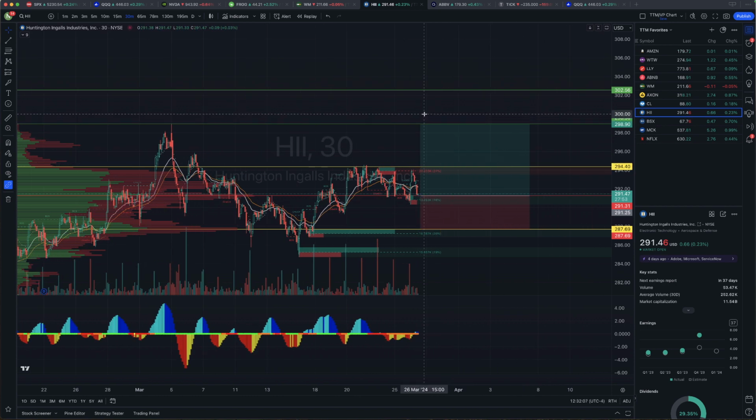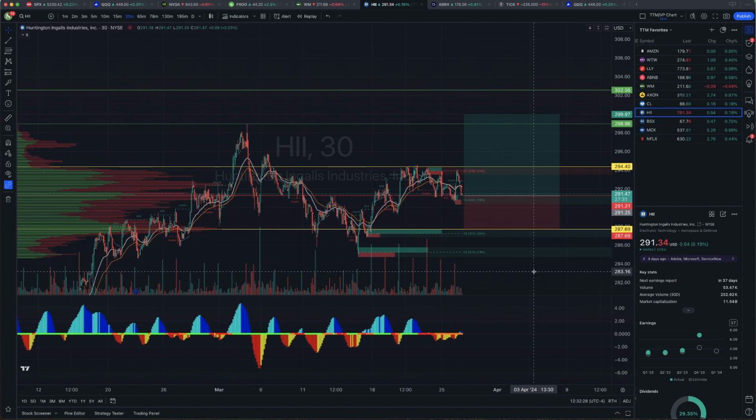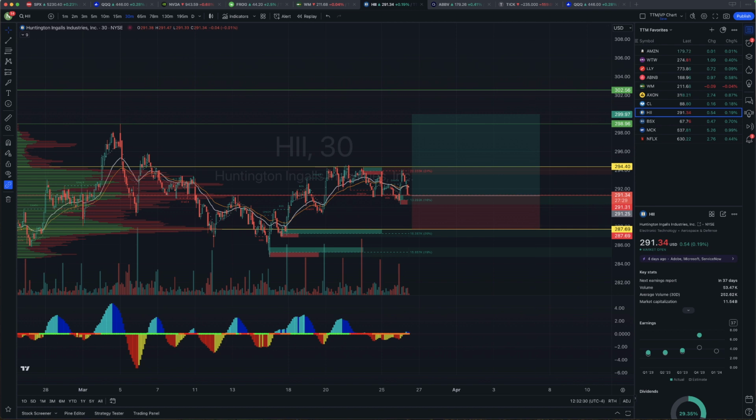I mean, 300 is going to be a magnet. So really, you're probably targeting more like 300 or just under 300 because it'll reject off of there. So yeah, you can see your 2.5 to 1 risk reward. I like that. I like HII right here.